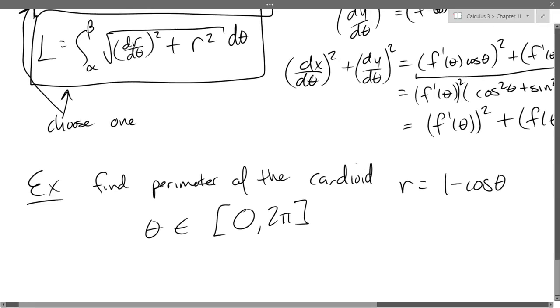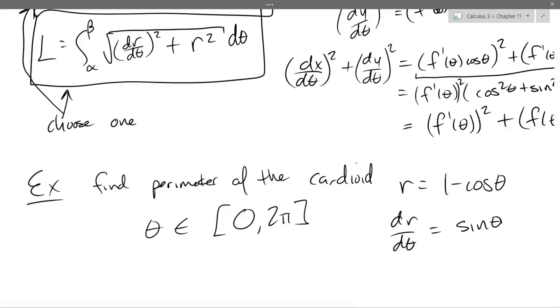All we need to do is use the arc length formula, and we'll get the full perimeter. So I'm going to put in r, square r, and put it in here. The other thing I need is dr/dθ. Really quick, we could find that, which is regular sine θ. So everything you need is on the screen right now. Go ahead and plug it into the arc length formula. You have to square some stuff, so make sure you FOIL correctly, and simplify it down.